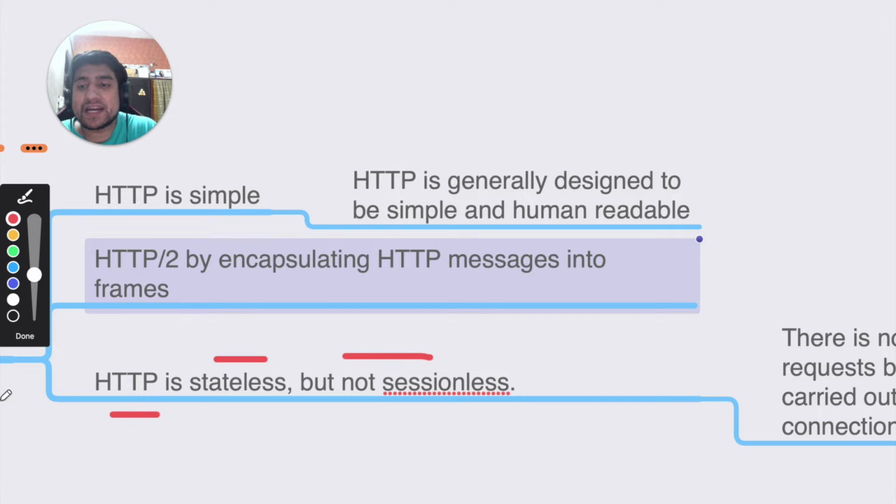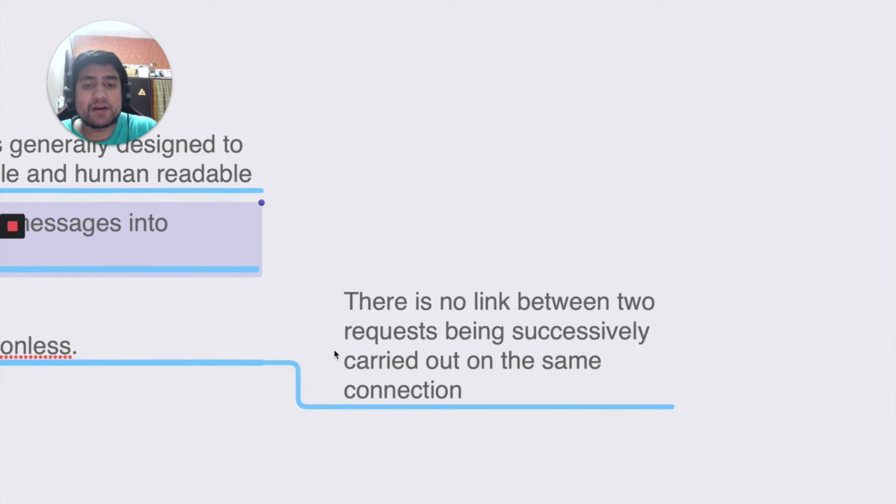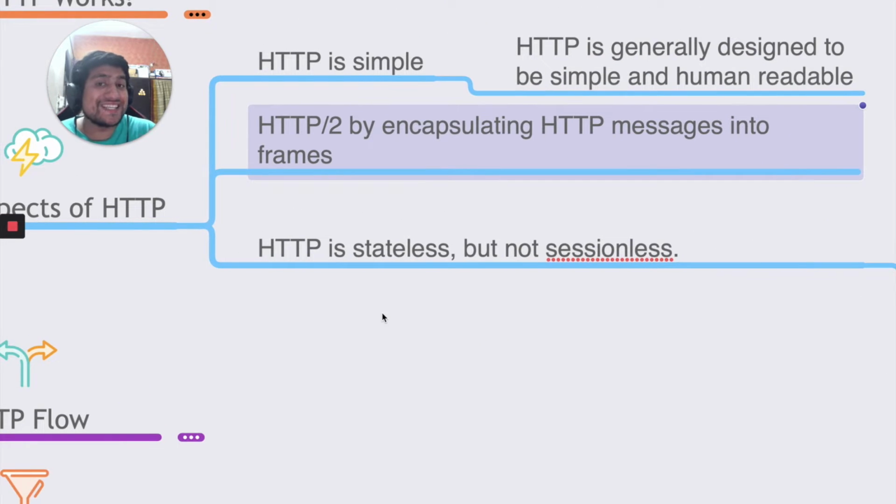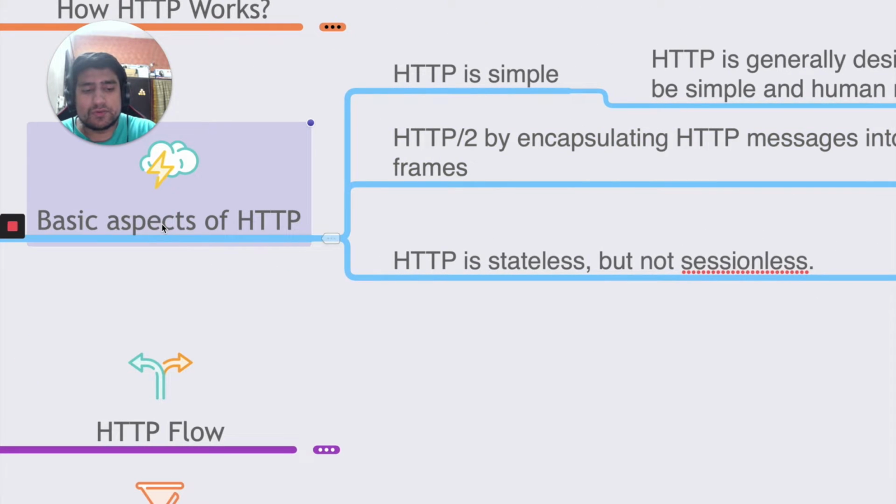What do we mean by that? Stateless means there is no link between any two requests being carried out on the same connection. When I have made a connection and asked for a resource, after that there is no state. The server doesn't know what was requested, and the client can request a similar or a different resource again by making a new connection. That is what stateless means. So let's come here.